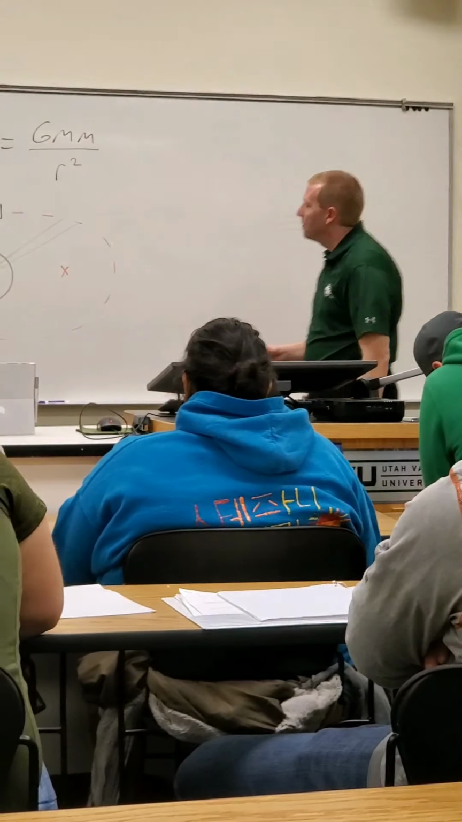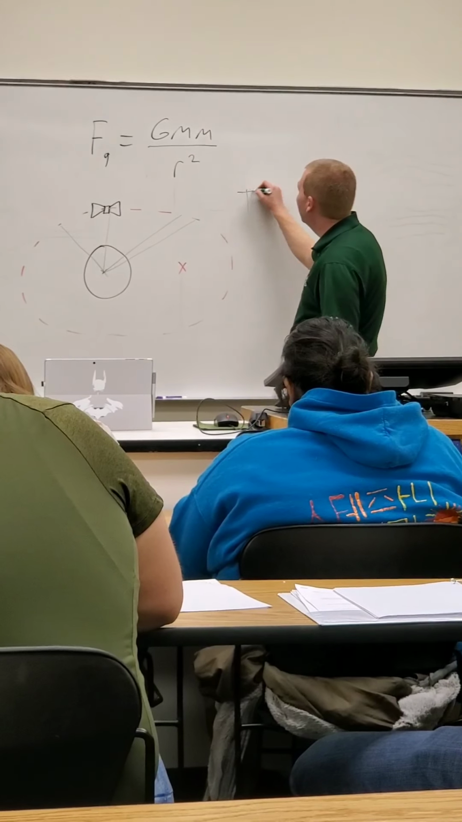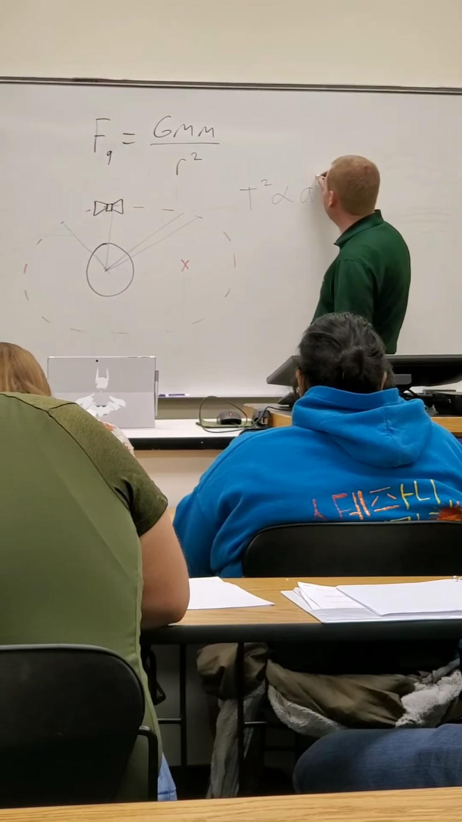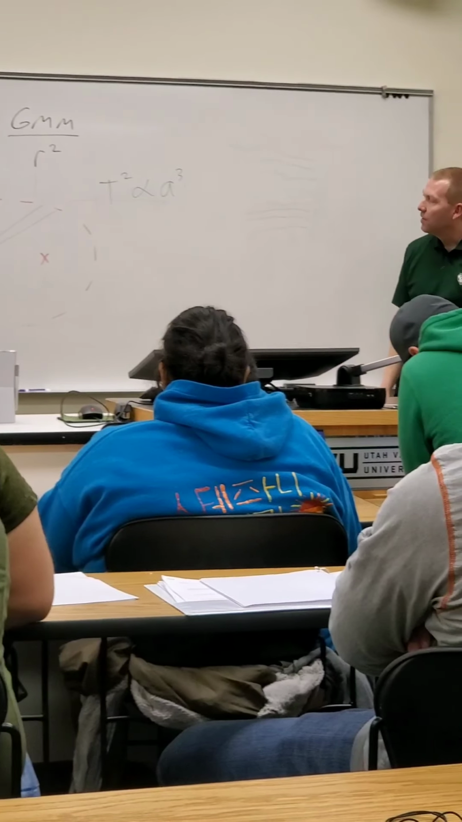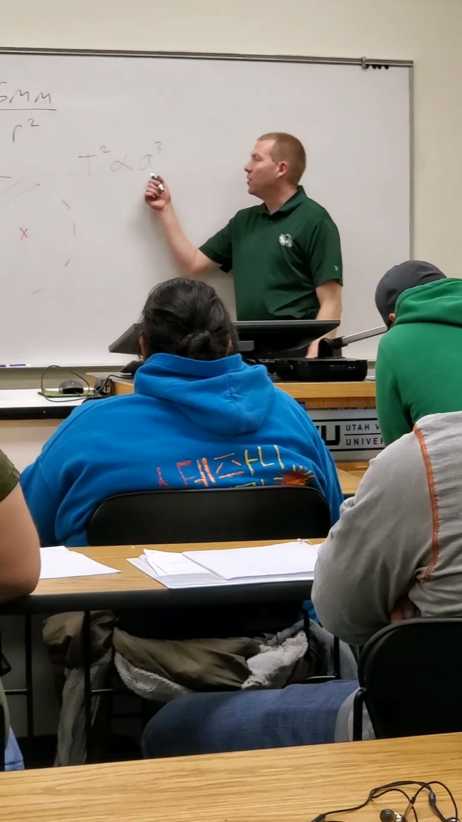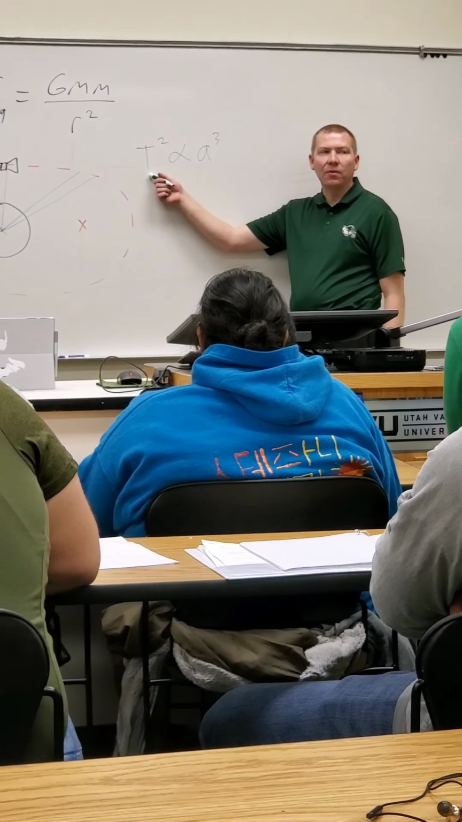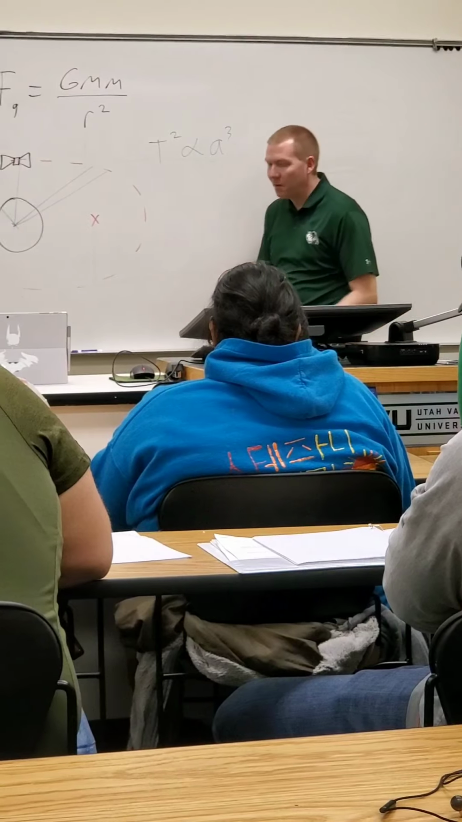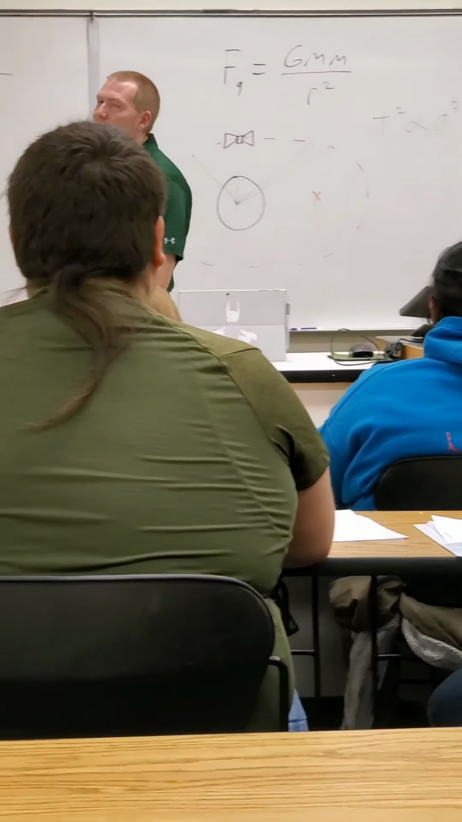Kepler's third law is an equation you don't have to memorize, but what you should know is that T squared is proportional to a cubed. A is the semi-major axis. So basically, the further you get from the sun, the longer it takes you to go around its orbit. So you would expect Pluto to have a longer orbit than Mercury.